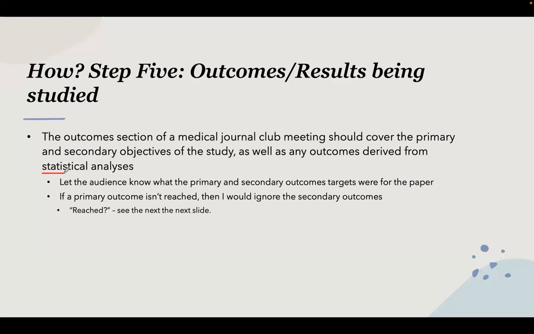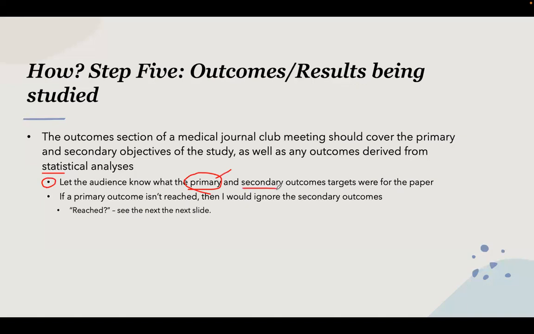You can't go redefine your, and this is what gets me, you'll see a study, you'll go on clinicaltrials.org, and then you know what? You changed your primary outcome halfway through the study. No bueno, that's not good. But let the audience know what the primary and secondary outcome targets were for the paper. And remember, if you start having a list a mile long of primary outcomes, just trash it. You can't do that. It needs to be a primary outcome, and then you can have several secondary outcomes.